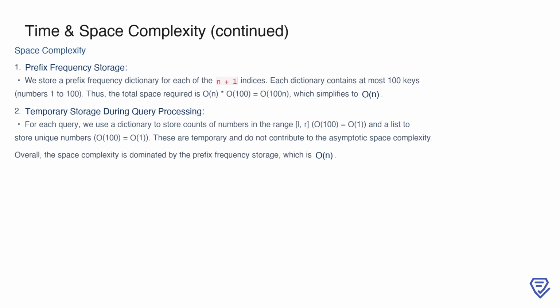to O(n). During query processing, we use temporary storage to calculate the frequency of numbers in the range [L, R], which requires a dictionary with at most 100 keys and a list to store unique numbers. Since this temporary storage is reused for each query and does not scale with the input size, it is O(1). Therefore, the overall space complexity is dominated by the prefix frequency storage and simplifies to O(n).